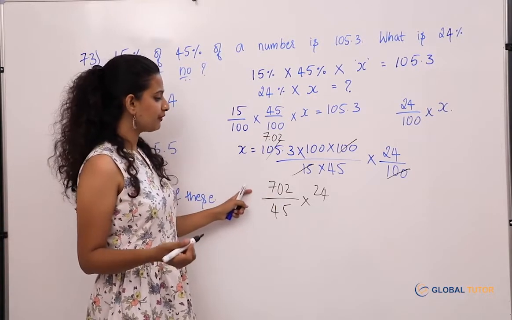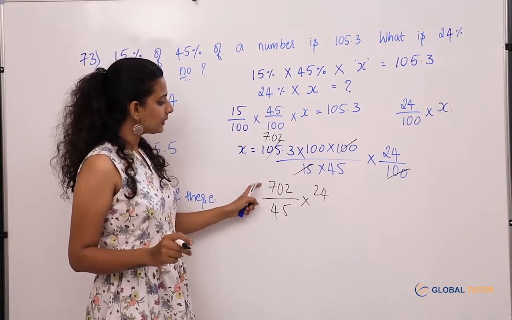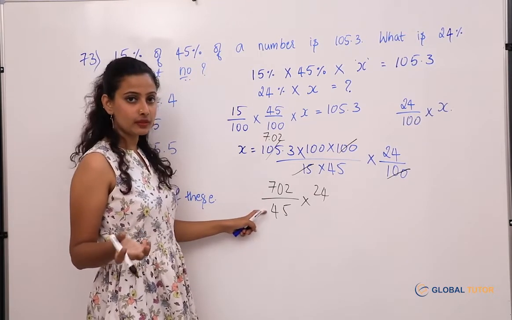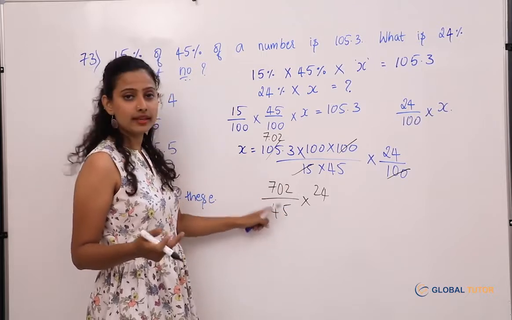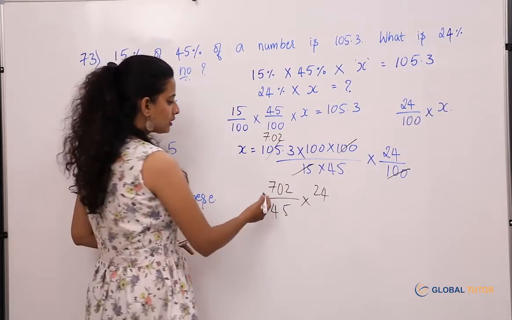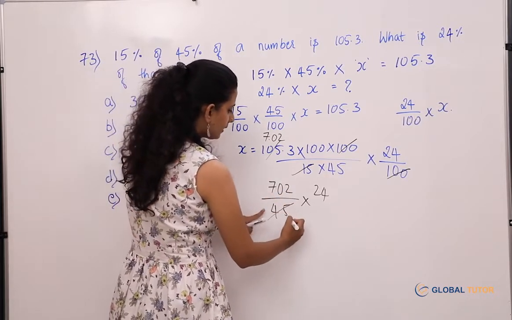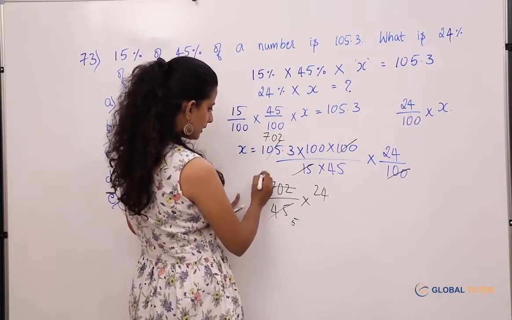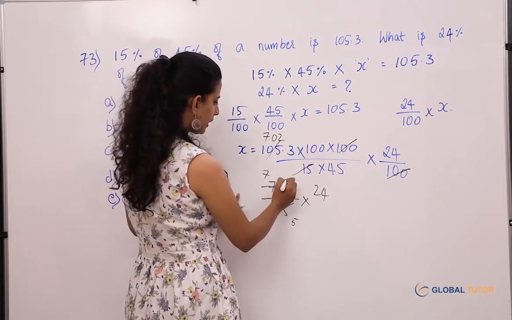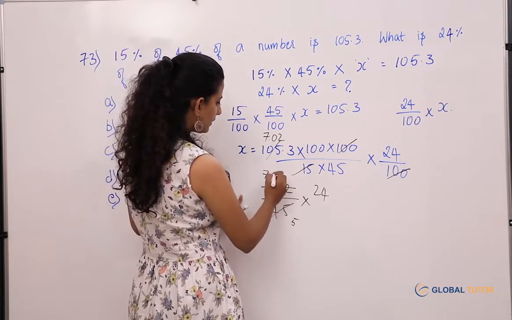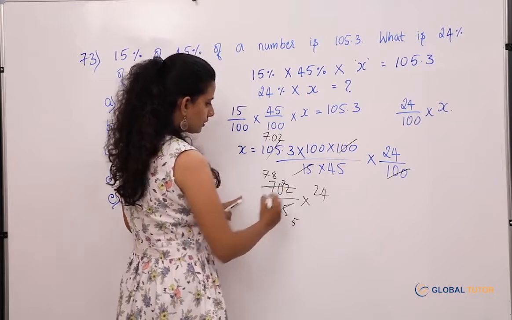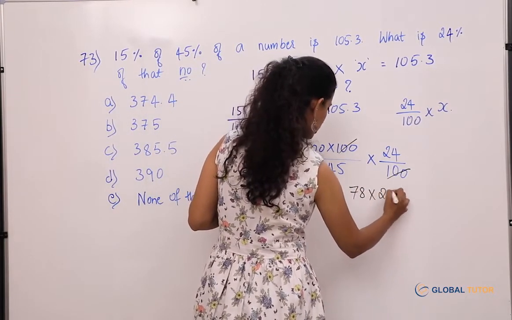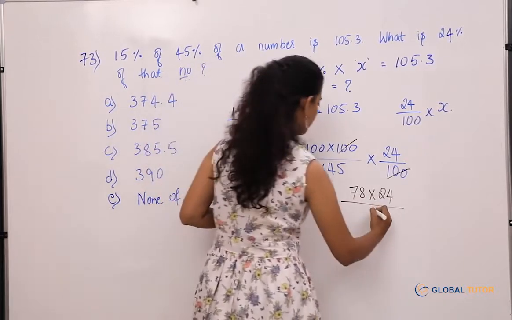Apply digit sum here and find out if this particular number can be divisible by 9, because 45 is divisible by 9. 7 plus 2 is 9, so this is divisible. So this will be 9 5s are 45 and here 9 7s are 63 and you have 7 here, 9 8s are 72. So this becomes 78 into 24 divided by 5.